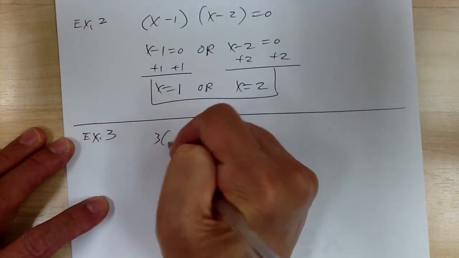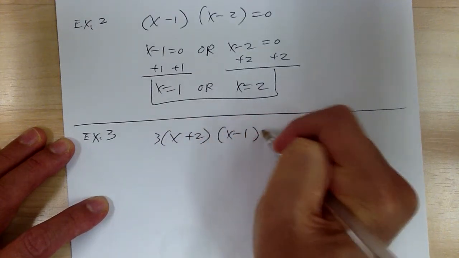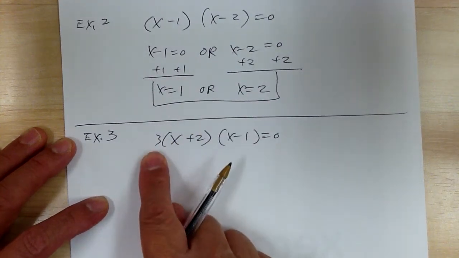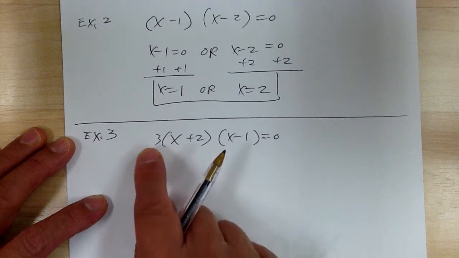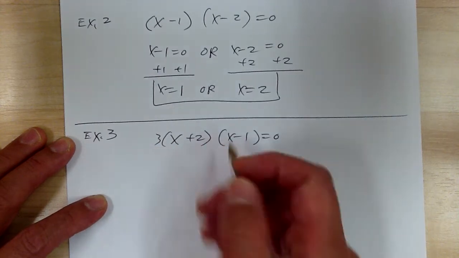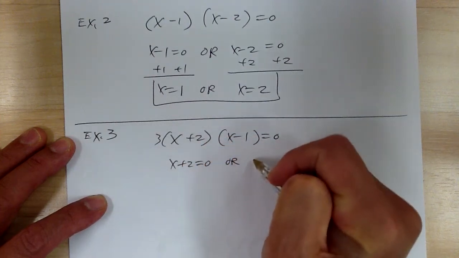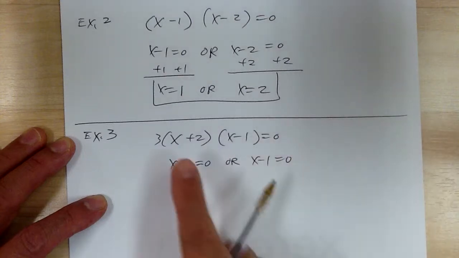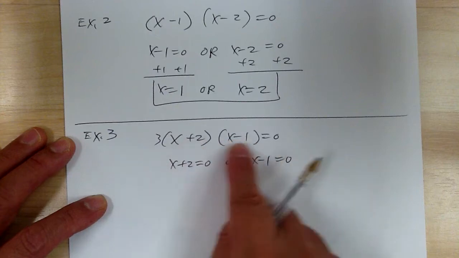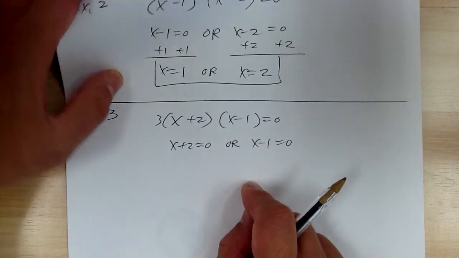You have 3 times x plus 2 times x minus 1 equal to 0. So now you have 3 factors now. But this one does not have a variable, so you don't have to worry about this one because 3 will never equal 0. So all you have to do is worry about these 2. Right? So you're going to have x plus 2 equal to 0 or x minus 1 equal to 0. Again, when you have something times something equal to 0, that means one of these has to be equal to 0 or both. Okay. So from here, now you can go and solve.